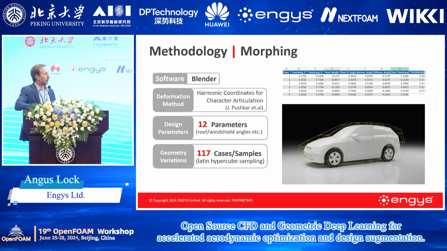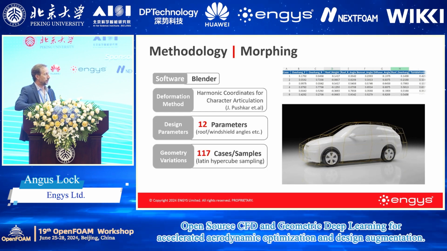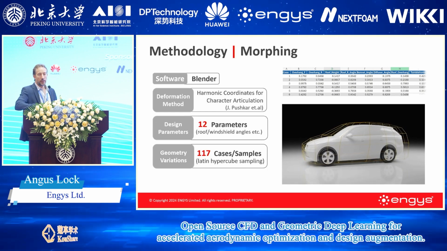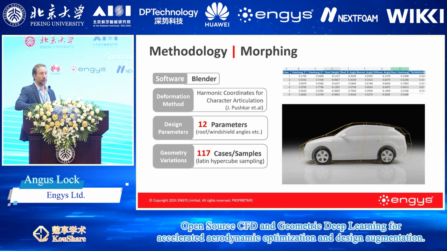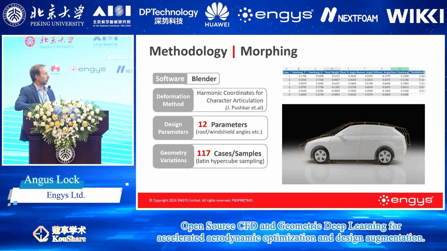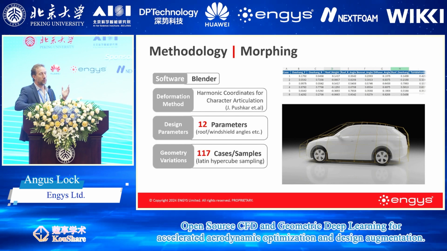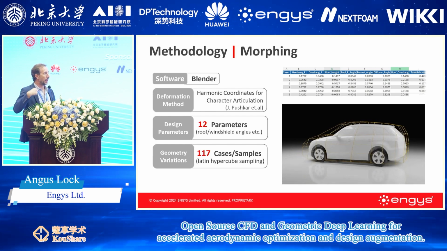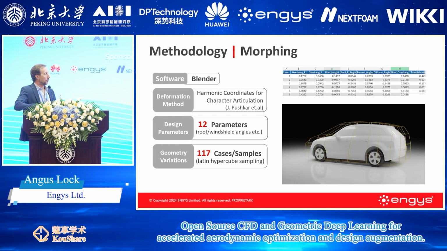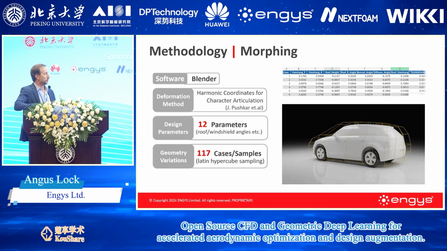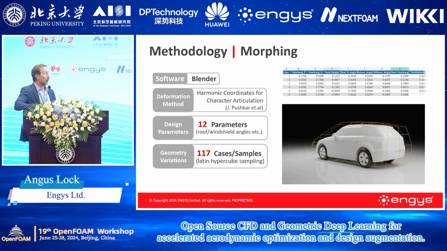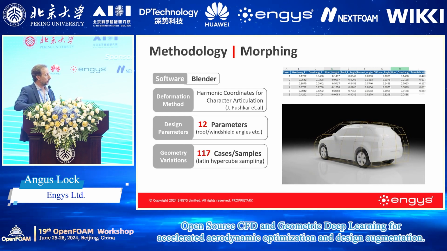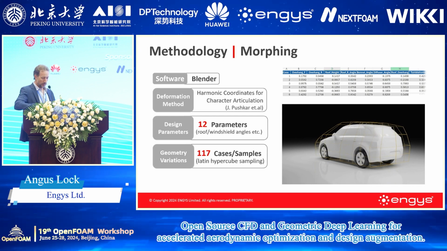So we had 12 parameters in this specific example, covering normal kind of changes that you would get at an early stage in an automotive design process. So we're looking at things like roof height, windshield angle, overhangs, and we then take those parameters and use a Latin hypercube to sample the parametric space, and ended up with 117 cases.